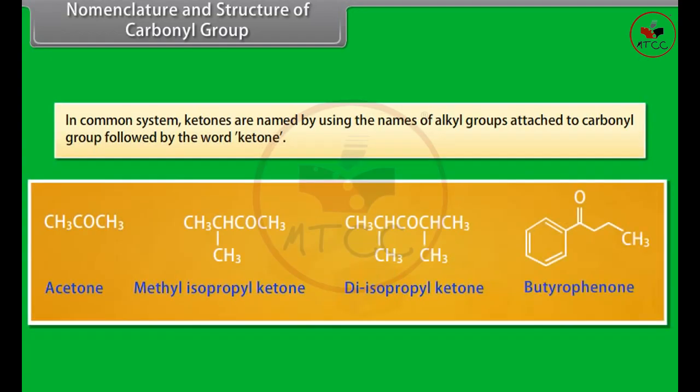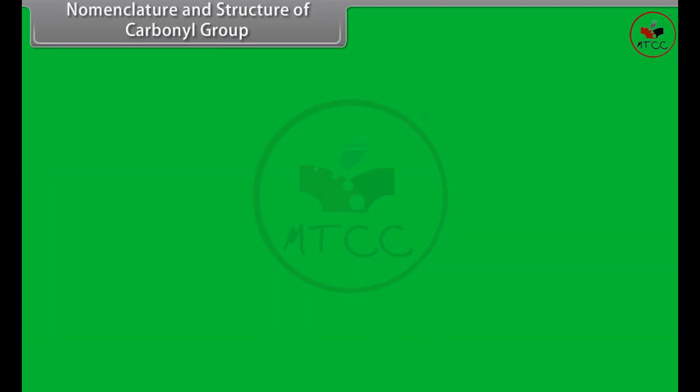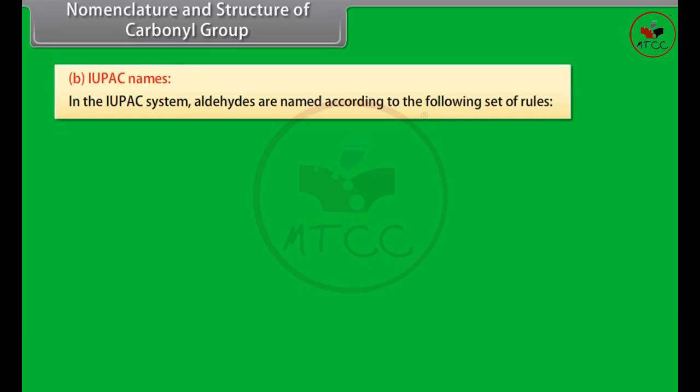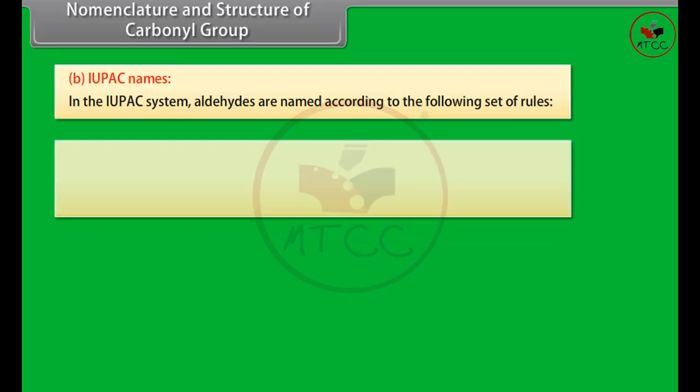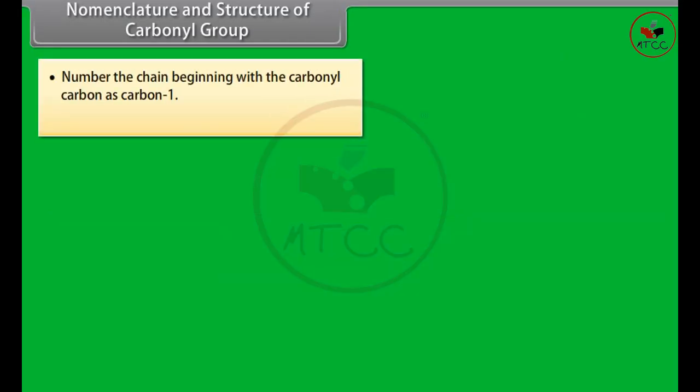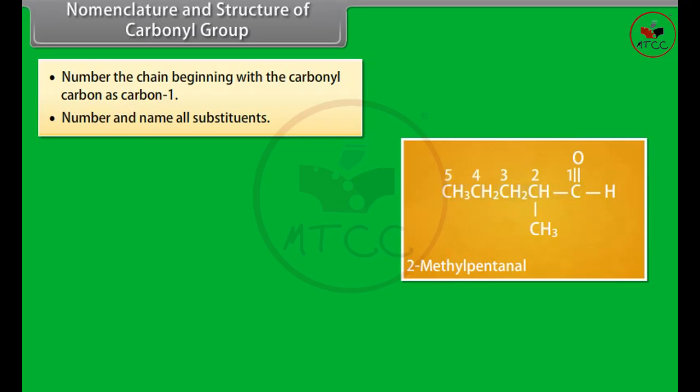In common system, ketones are named by using the names of alkyl groups attached to carbonyl group followed by the word ketone. IUPAC names. In the IUPAC system, aldehydes are named according to the following set of rules. Determine the parent compound, that is, the longest continuous carbon chain containing the carbonyl group. Replace the final E of the parent alkane with AL. Number the chain beginning with the carbonyl carbon as carbon 1. Number and name all substituents.